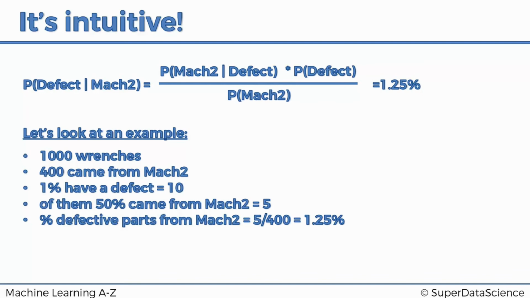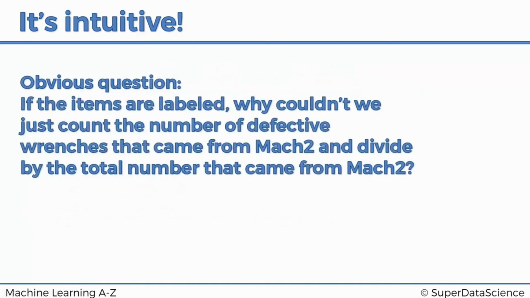And we only have one final question left. We only have one obvious question here. So the question is, why do we have to go through all of this complexity? Why can't we just count the number of defective wrenches from machine 2 and then count the number of total wrenches that came from machine 2 and divide one by the other and get that same result? Why don't we have that input of the total number of wrenches that came from machine 2 right away? So that's the question. If the items are labeled, why couldn't we just count the number of defective wrenches that came from machine 2 and divide by the total number that came from machine 2?